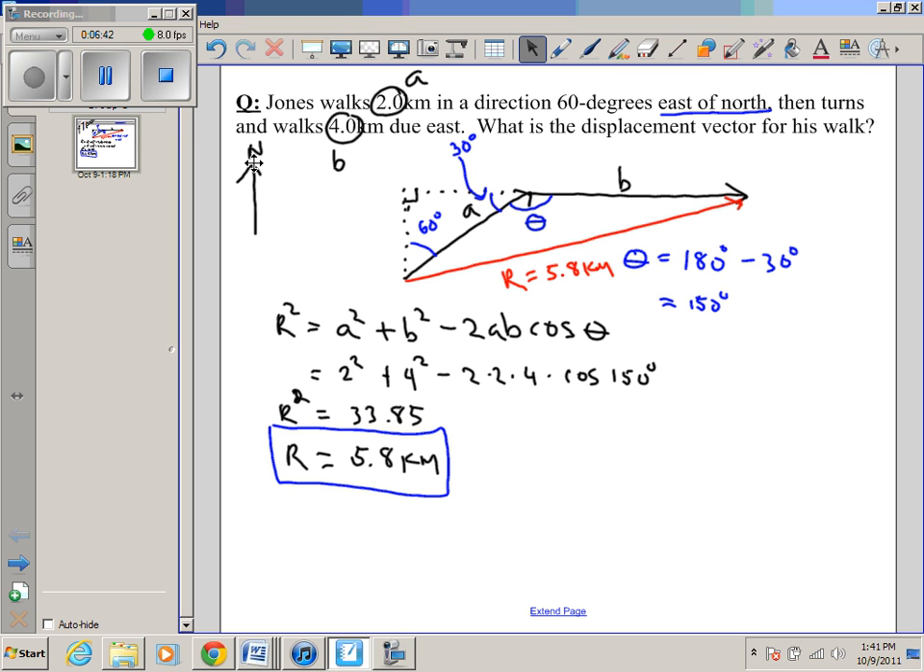We're going to move on in just a second to the next step, which is to find the angle. But I'll give you a minute to sort that through, and then we'll move on to finding the direction of that vector.